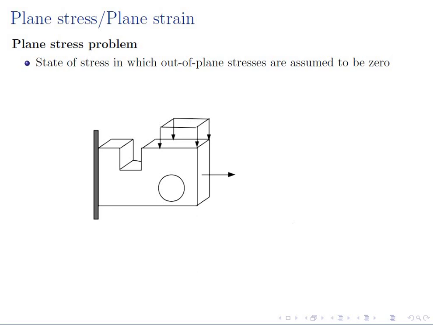Plane stress problem. The plane stress state of a body is that state of stress in which out of plane stresses are assumed to be 0. For example, if you are analyzing a very thin plate, let's look into this particular problem in which we have a thin plate with a hole subjected to loads which are uniformly distributed through the thickness. In this particular case, the stresses in the out of plane direction can be assumed to be 0, and I can simply analyze this 2D structure of this plate without sufficiently compromising on the accuracy of the solution.